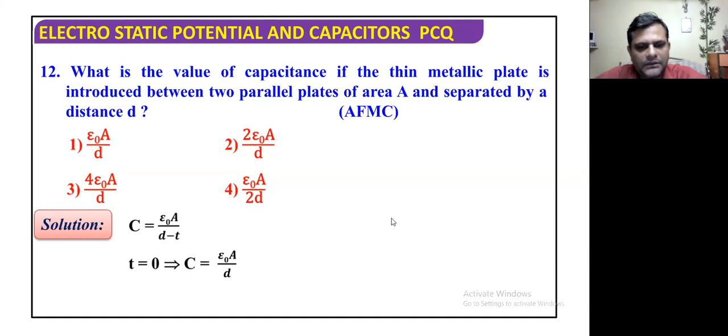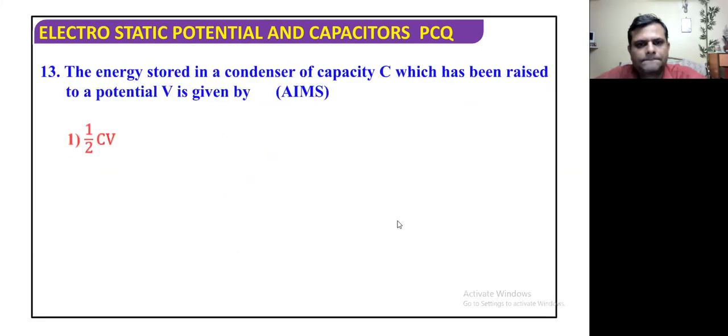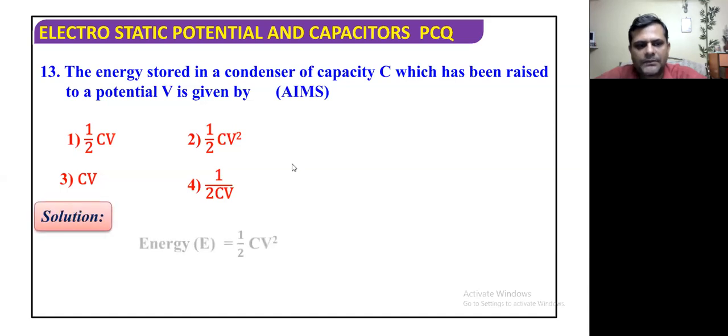Okay, T is 0, so we can just say that this C is going to be A epsilon naught upon D, no doubt. Chalo, next one. The energy stored in the condenser of capacity C, which has been raised to the potential V, is given by... ये तो simply memory based question है. Energy stored in the capacitor is given by half CV square.